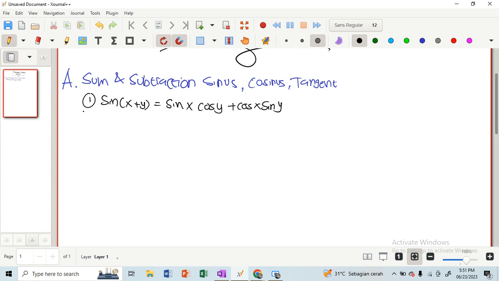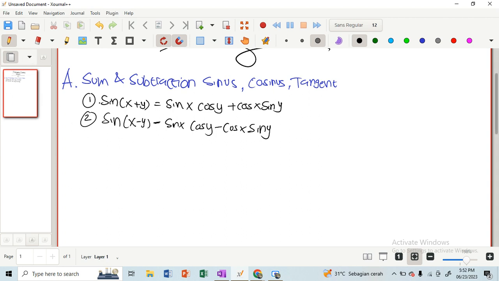If I change it into the sine of x minus y, you can see the pattern is also the same. Sine x first, then cosine of y. But the term here changes from positive into negative: minus cosine of x sine of y. So there's a pattern here.